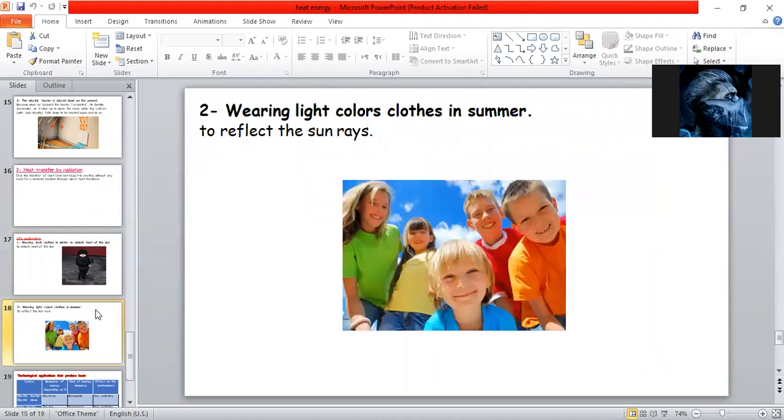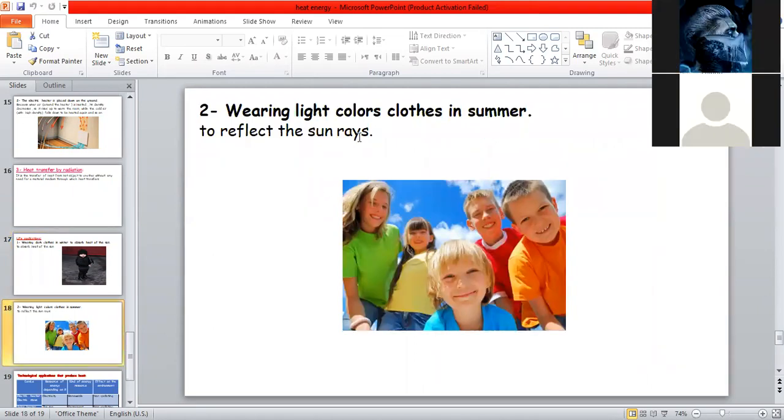And number two, we wear light clothes in the summer. Why do we wear light clothes? We wear light clothes to reflect the sun rays away from our body, so you do not feel the heat, or you feel a decrease in heat.